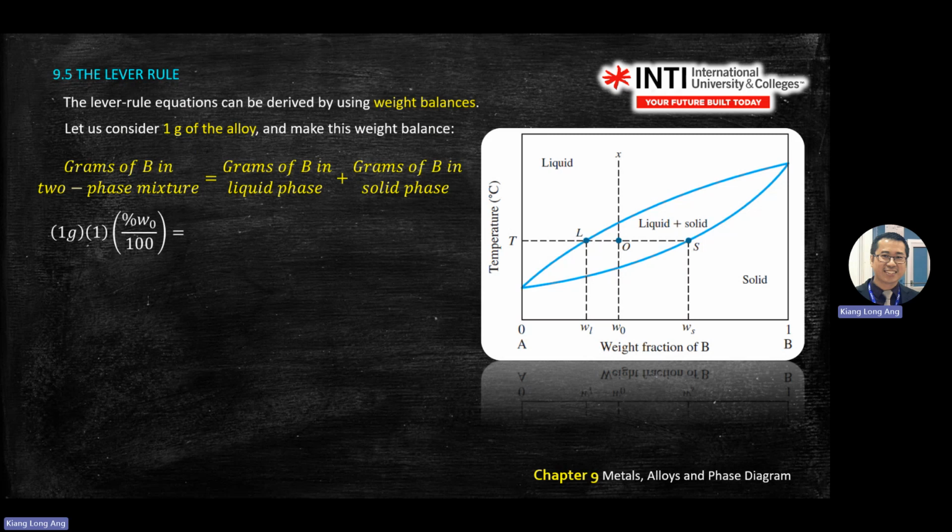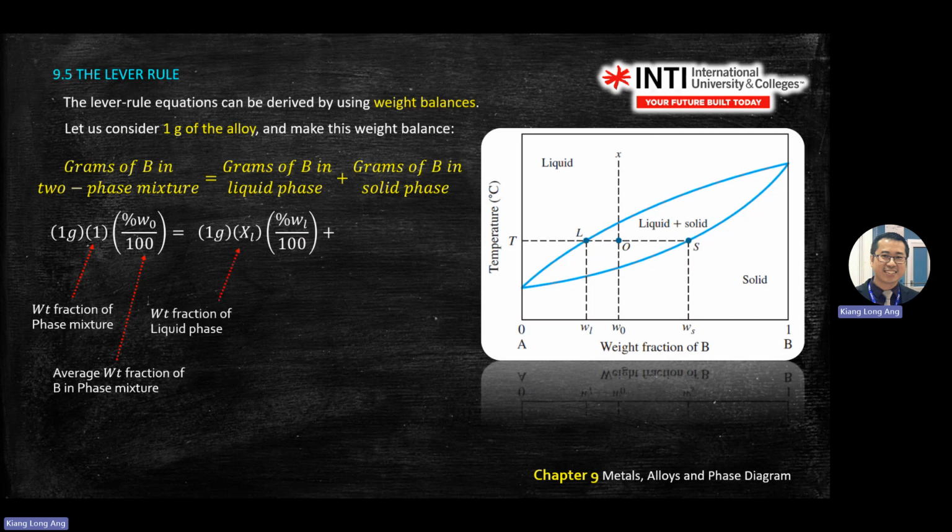So what we do? We take 1 gram, multiply by the percentage of the weight, plus, so this is weight percentage. Okay, so this is the average weight fraction. So here, if it's liquid, we multiply the liquid fraction by the gram. Same with the solid, this one.